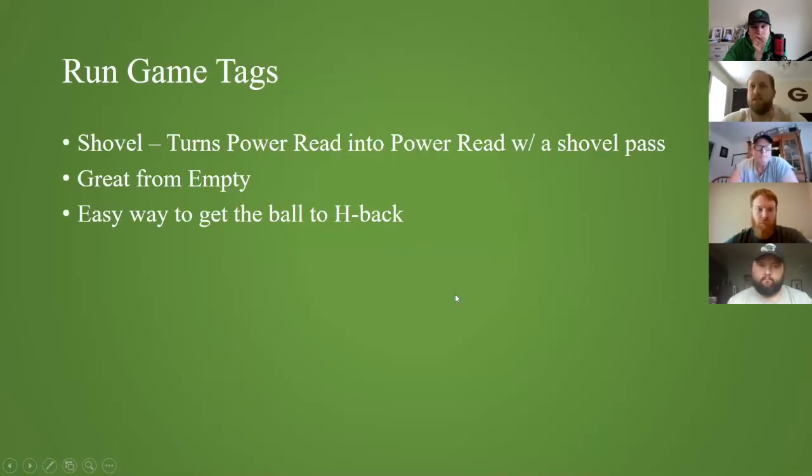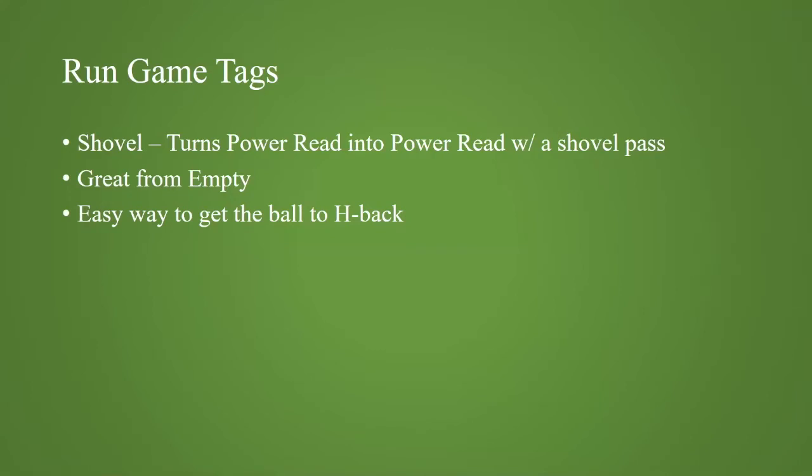All right, so shovel, this is another variation of your power read, all right? On this variation, your quarterback is now going to be the outside runner, and your shovel guy, whoever that may be, is going to be your inside runner. This is a great set to run from empty. If you want to maybe motion somebody in real fast, this is an easy way to get the ball to your H back, right? If you want to maybe go like empty with an H still in the backfield, right? So there's 4 wide, but there's still an H in the backfield.